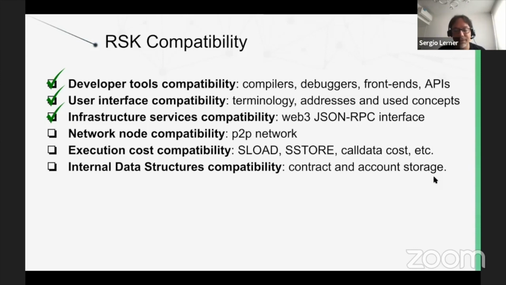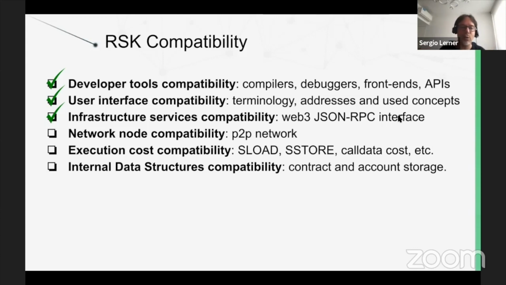Transactions and the transaction format are the same, and the addresses are the same kind, while addresses have a different checksum, so as not to mistakenly use a Rootstock address on Ethereum and vice versa, but it's almost the same. You can have the same infrastructure services because Rootstock supports the Web3 JSON RPC interface. So any Explorer or anything you connect to Web3 would probably work. But from that point below, there are certain differences.